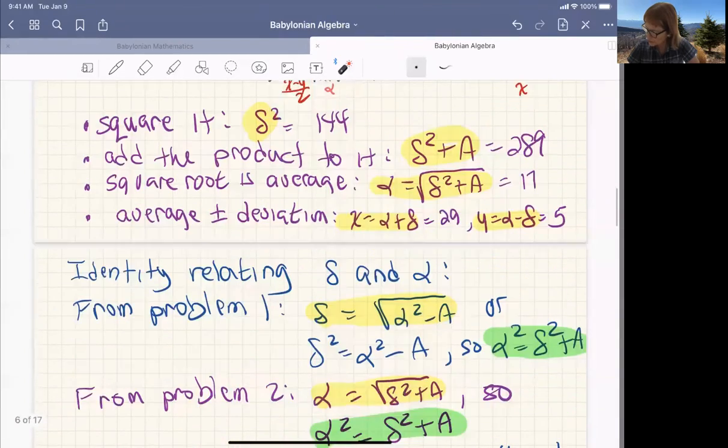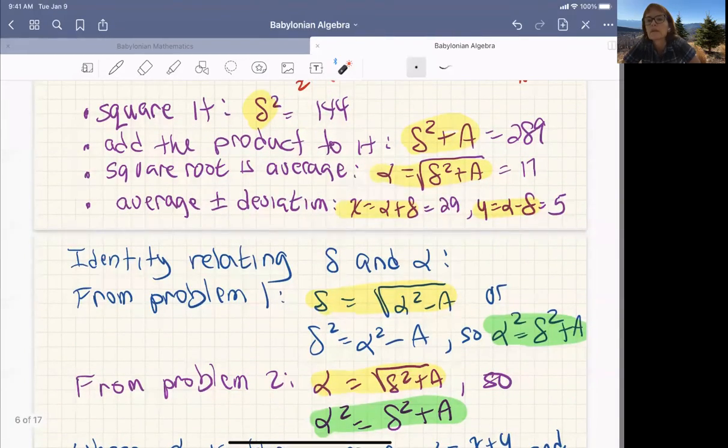So what I want to do is look at those 2 formulas. From problem 1, we had delta is the square root of alpha squared minus A. If you square both sides, you get delta squared is alpha squared minus A. And then if you add A to both sides, you're going to get alpha squared is delta squared plus the area.